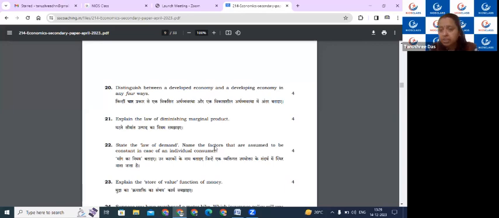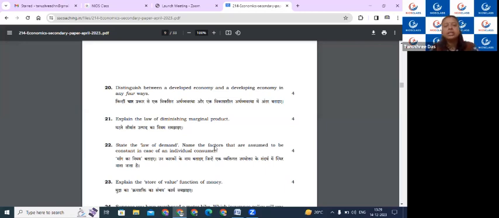The law of diminishing marginal utility means, as per this law, whenever we consume a particular thing many times, our attraction towards that commodity usually decreases, which is known as the law of diminishing marginal utility.